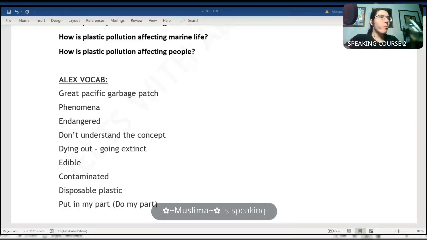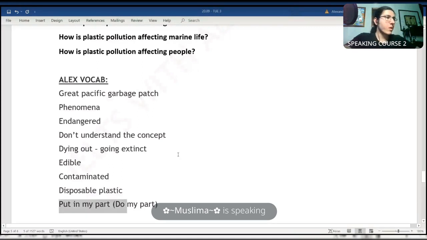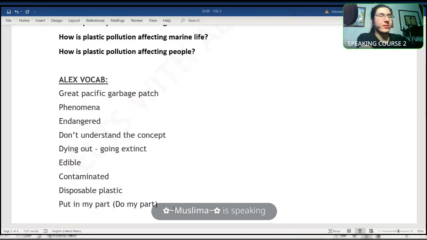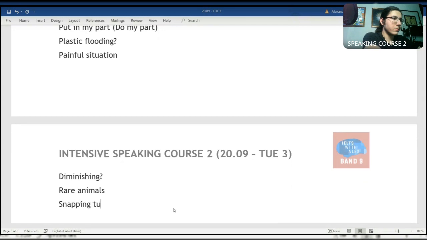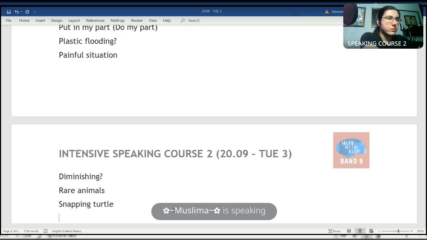Second hand. So, plastic patch, plastic floating, painful situation. Wait, slowly. I'm going to write all of it down. You were speaking faster than me. So, plastic patch, plastic floating, painful situation, rare animals, but it's too easy. Snapping something. They are doing this terrible situation. Try your best. Oh, I was just writing down your main ideas, so not really vocabulary. Okay, tell me about what ideas did I use?